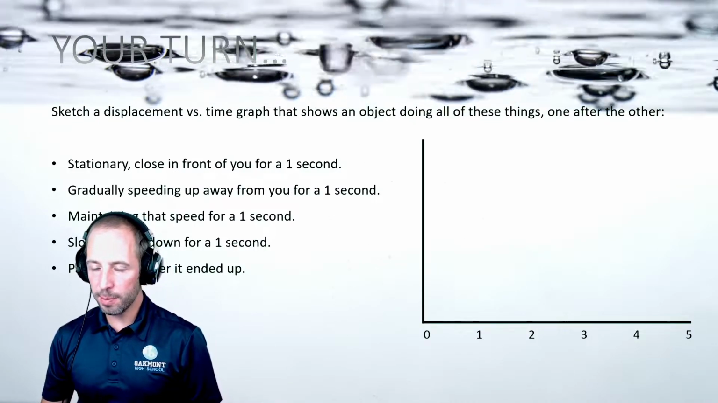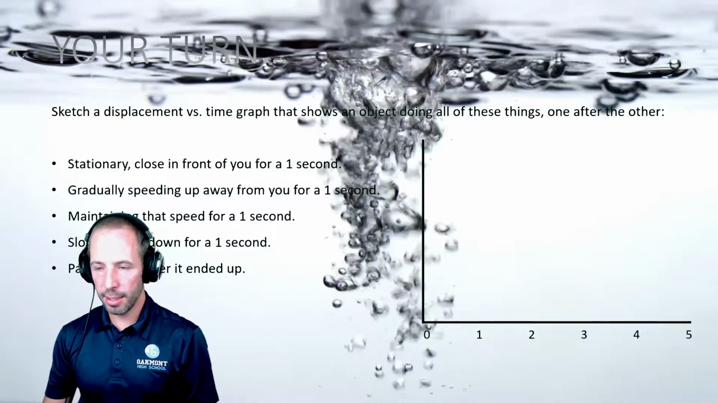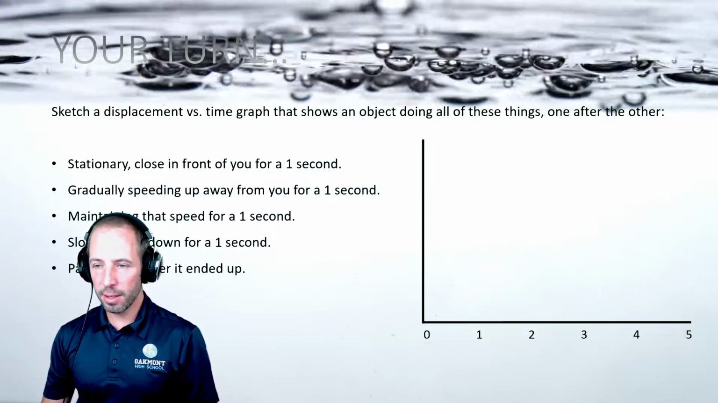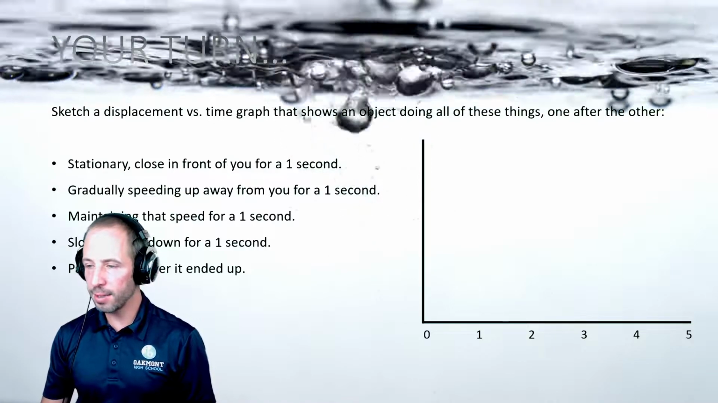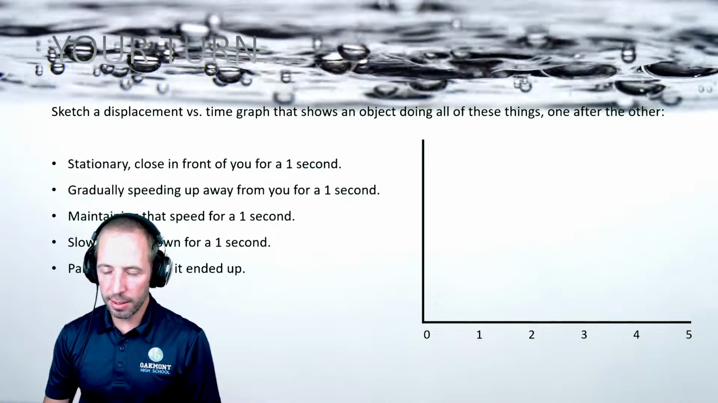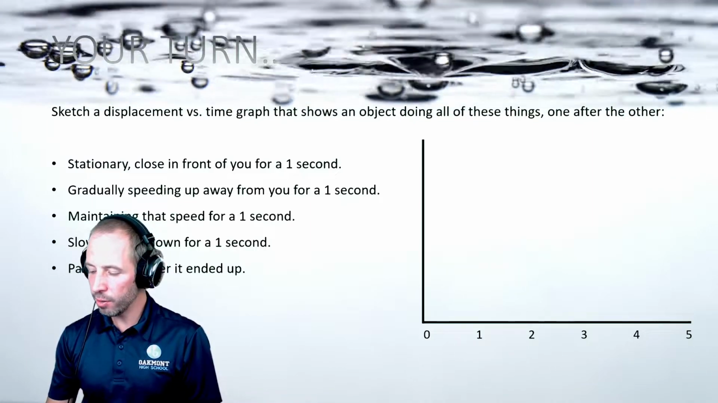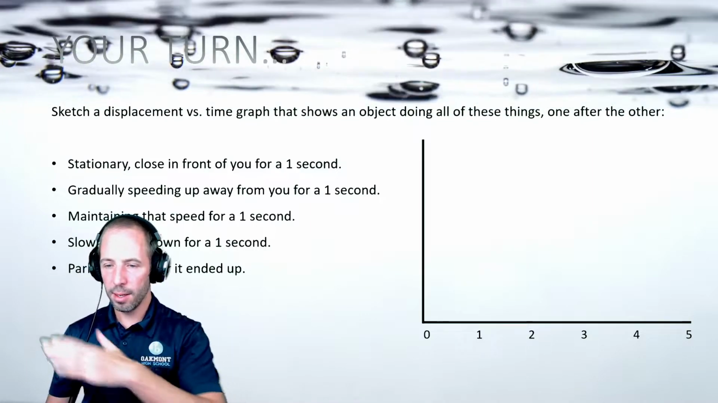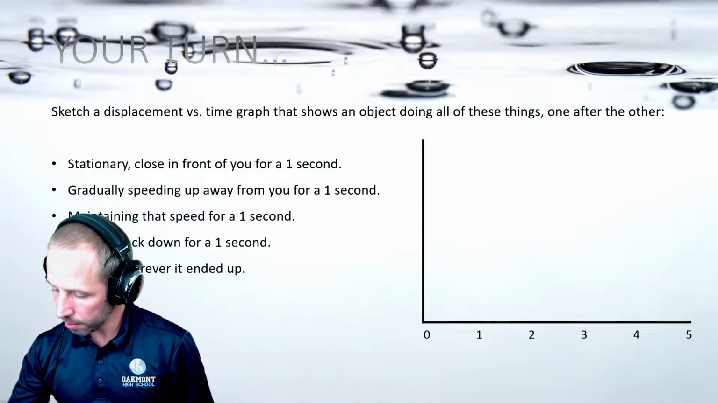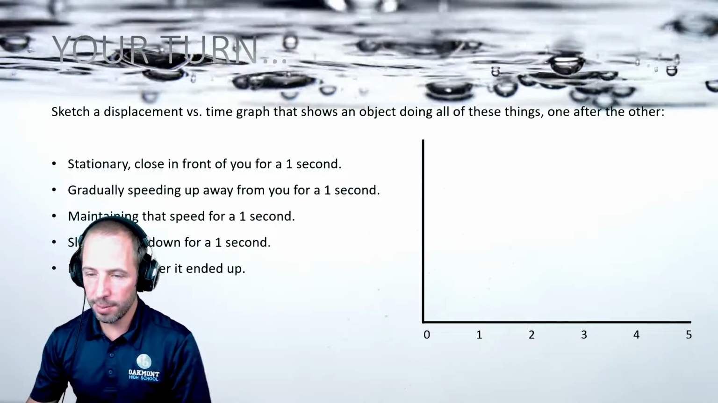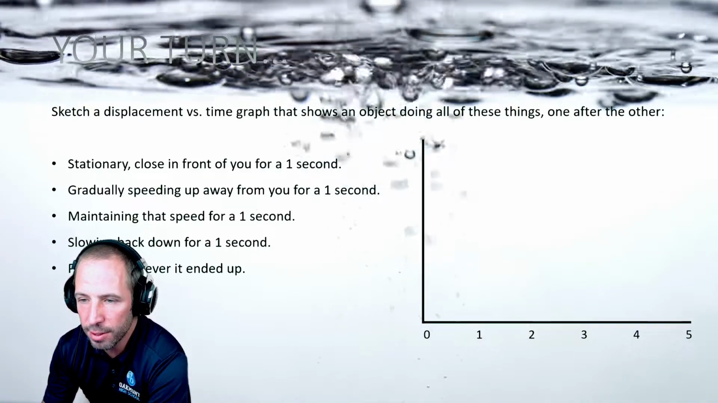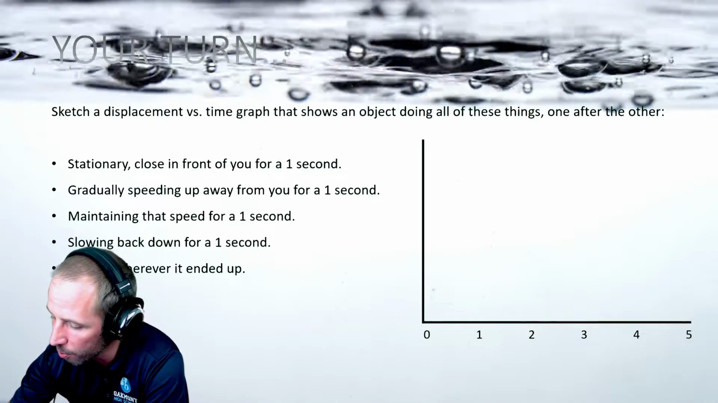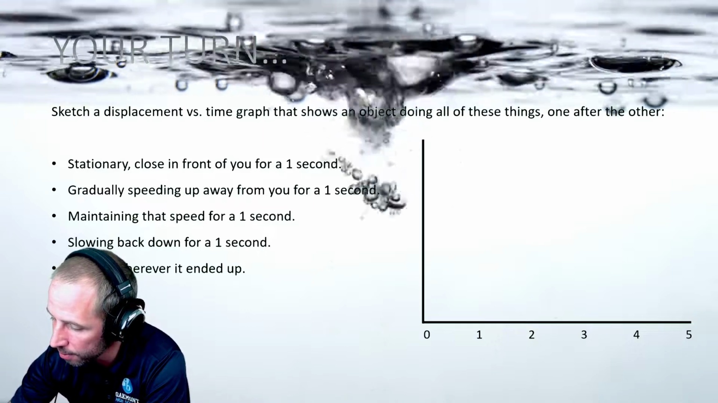Then it's gradually speeding up. Now that's accelerating, that's changing speed. So I'm expecting a curve, and it's headed away from me. So it's already in front of me. If it's heading away, it's headed in the positive direction. I'm going to say that distances are increasing, and they're increasing more and more and more. So I'm going to draw kind of an uphill curve here. Then it's maintaining that speed. A constant velocity pattern is when my line is just a steady diagonal with the same slope. So I'm going to do that between 2 and 3 seconds.